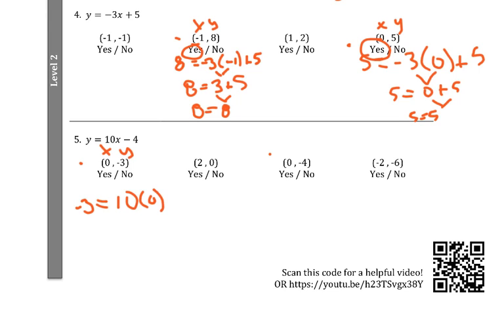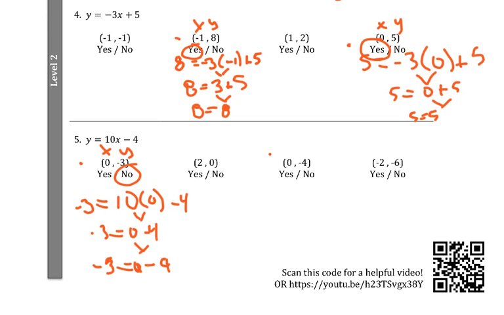So negative 3 equals 10 times 0 minus 4. 10 times 0 is 0. And 0 minus 4 is negative 4, and that does not equal negative 3. So this one is not one of the solutions.